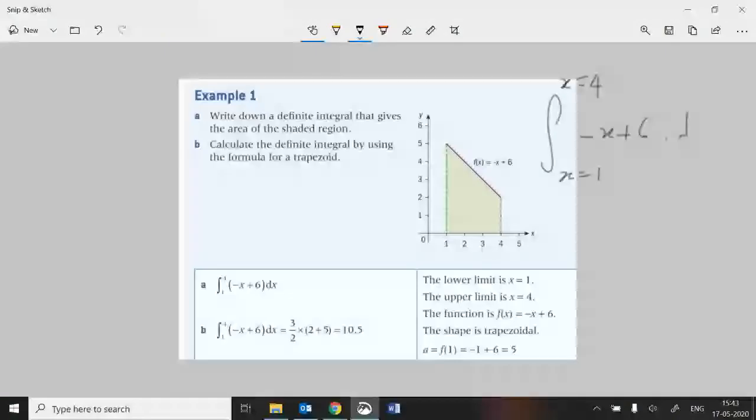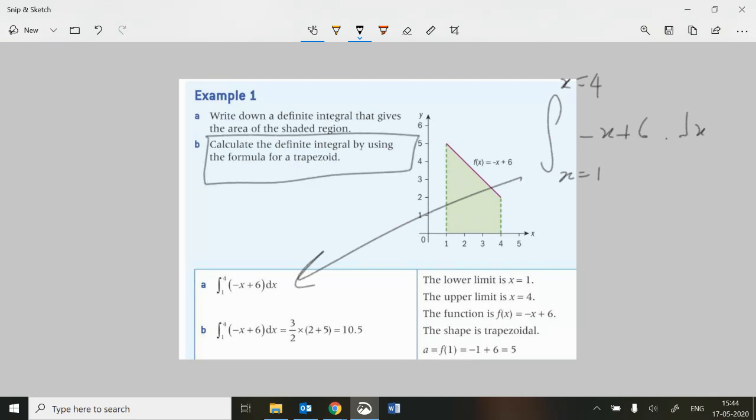Some people, like on your calculator, will need to put in brackets, but people understand that if you put dx on the end, it doesn't just mean 6 times dx. That's not a dot as in times. That's just to say I'm doing this with respect to x. So you always put on the variable you're integrating with respect to at the end as well. Now you can see that that's the same as this, except they haven't said x is equal to 1 and x is equal to 4. They've just written 1 and 4, and that's completely fine. You don't have to write x is 1 and x is 4 at the top. Okay, so in the second one, it says calculate the definite integral by using the formula for a trapezoid.